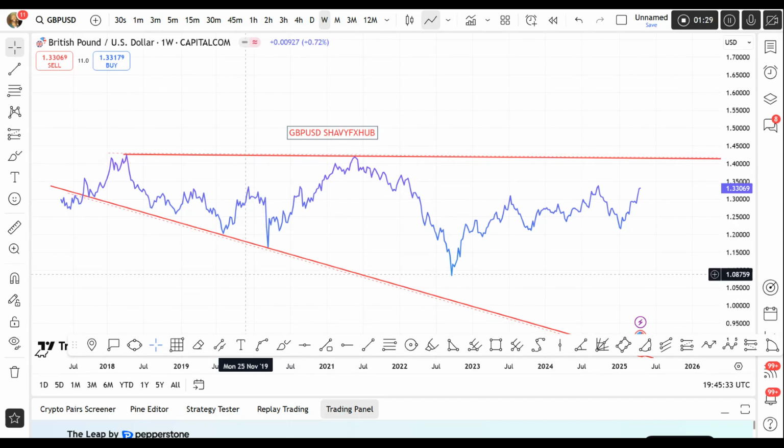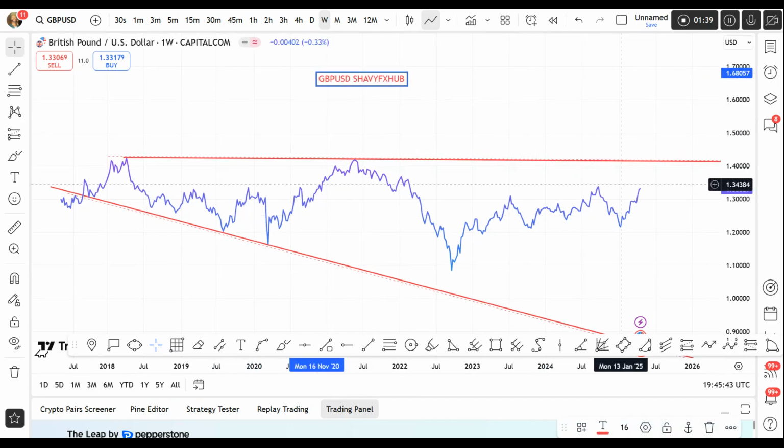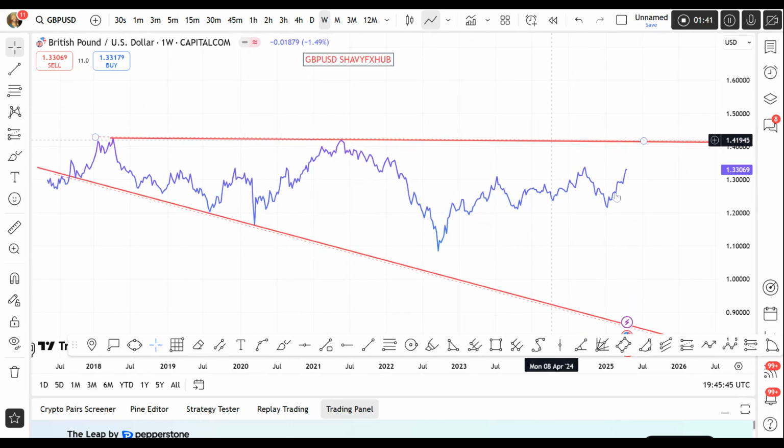So this is the roof and this is the floor from 2019 to 2018, 2021. And if you look at it from a broader perspective, you will see that most likely GU will continue until it gets to this roof. We might get into 1.40914 exchange rate against the United States dollar. This is very much possible.